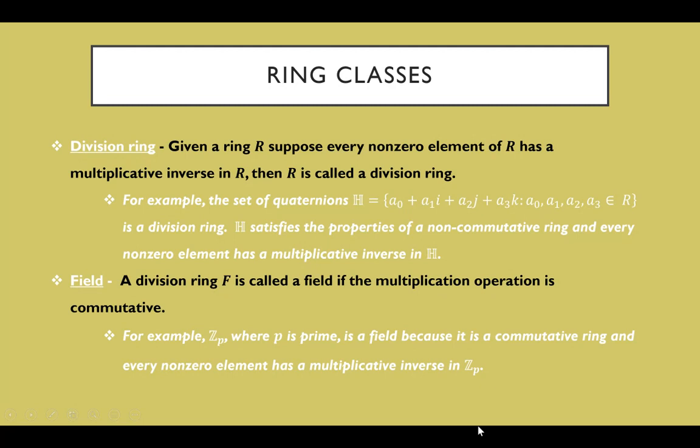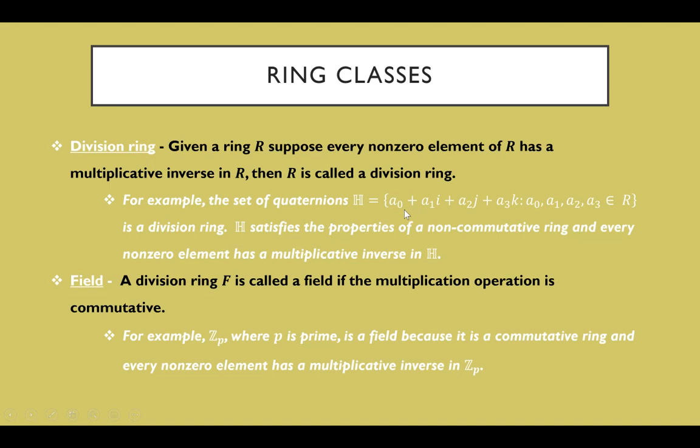Let's talk about division ring. If you have a ring and every non-zero element of your ring has a multiplicative inverse in your ring, you call that a division ring. So if you add the requirement that every element other than zero has a multiplicative inverse, now you have a special type of ring called a division ring. A nice example of a division ring would be the set of quaternions.